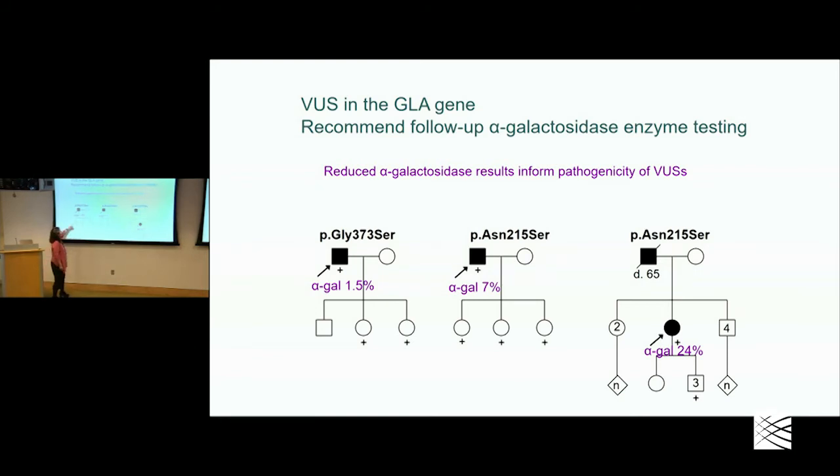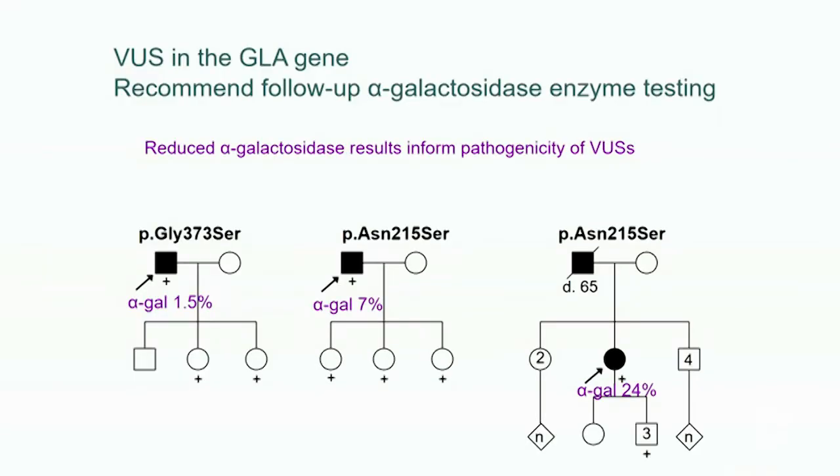enzyme testing, and they will come back with values, 1.5, 7, and in a male with a pathogenic variant, it should be almost 0. In a female who's a carrier, we'd expect some level of enzyme based on the wild type copy. So you can use this functional assay as very good evidence to inform variation in that gene.